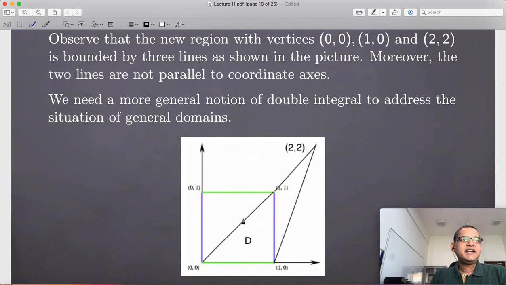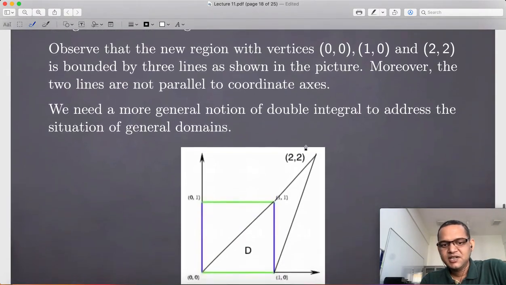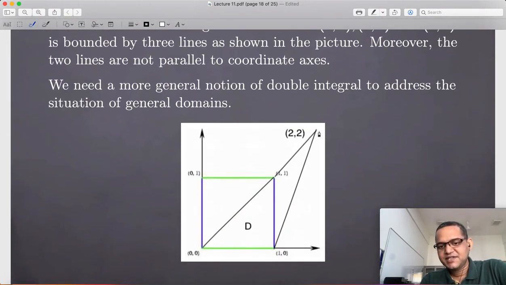So the idea is, can we have a situation, or a result, which allows us to compute double integrals over these kinds of domains without really completing, or without really going to the rectangles? So that is the problem we are going to take in our hands, and then we are trying to develop or extend the definition of double integrals to this kind of domain, okay.